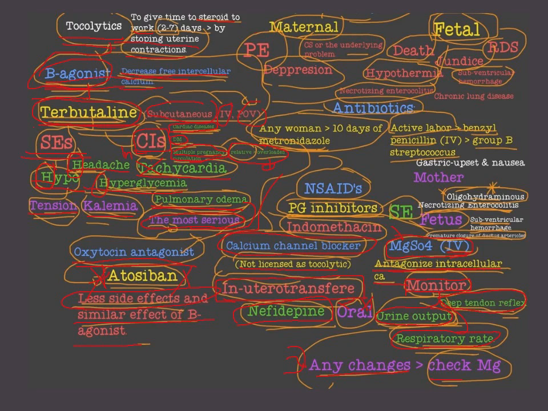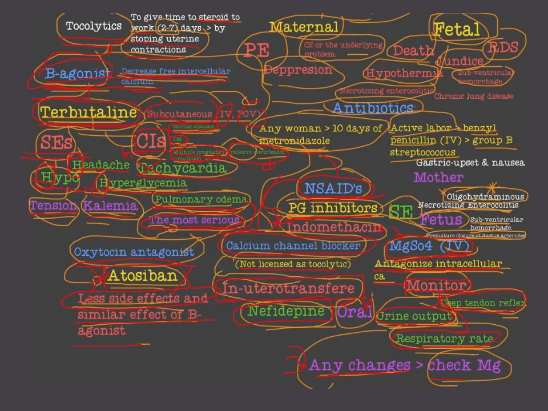The fifth tocolytic is non-steroidal anti-inflammatory drugs, and the mechanism of action of non-steroidal anti-inflammatory drugs is prostaglandin inhibition. So they postpone delivery, and prostaglandin, as you know, predisposes to contractions of the uterus and helps the contraction. So it has nothing to do with intracellular calcium like in beta-agonist, calcium channel blocker and MgSO4. It works by prostaglandin inhibition. The most famous example is indomethacin.